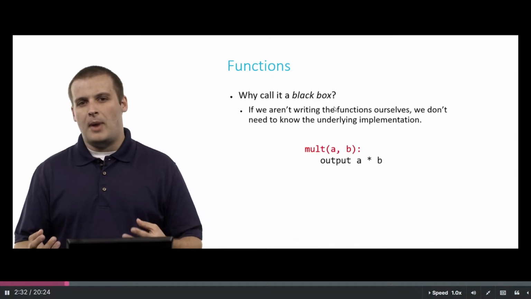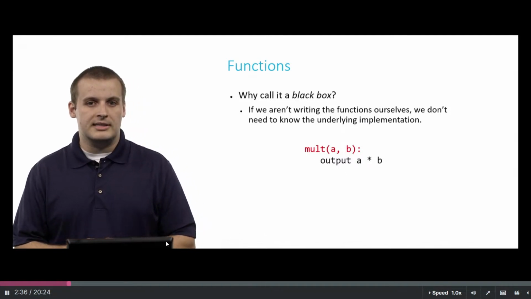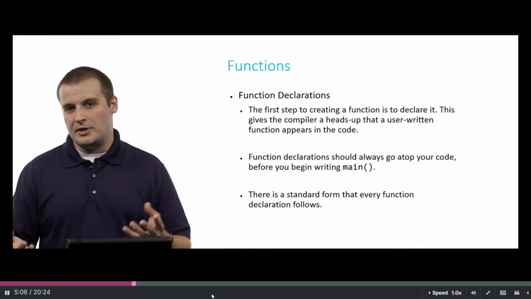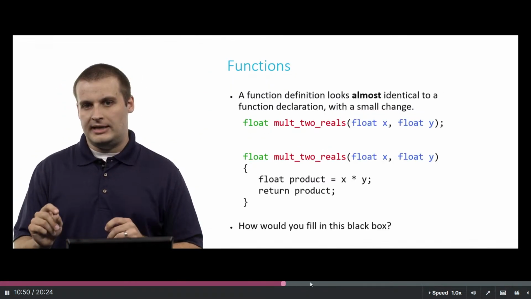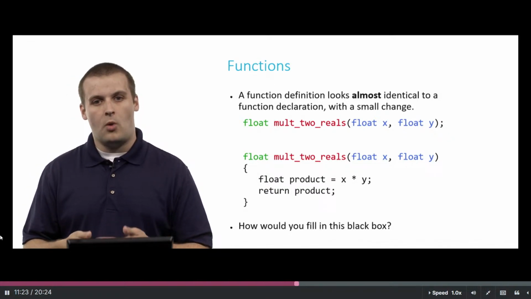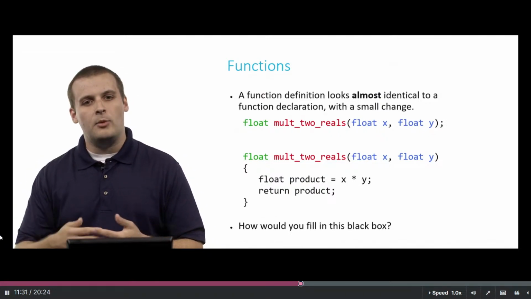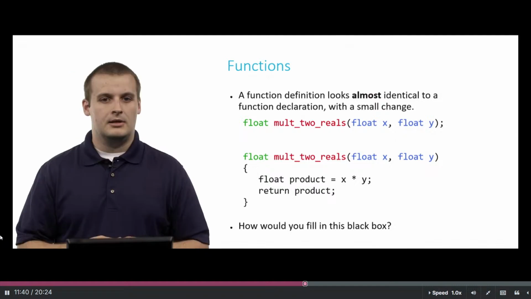Why do we call it a black box? Well, if we aren't writing the functions ourselves, which we've done quite a bit so far in CS50, we've seen printf, for example, which is a function. So functions are great, we know that. That's two floats. All right, so colon indicates that, and assign that variable to the value x times y, and then return indicates that's how we're passing the output back out.